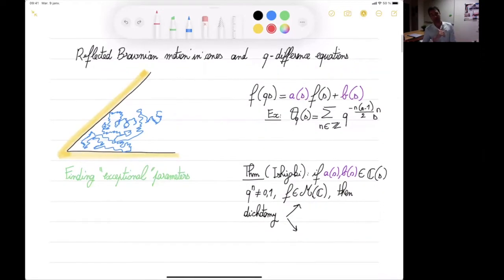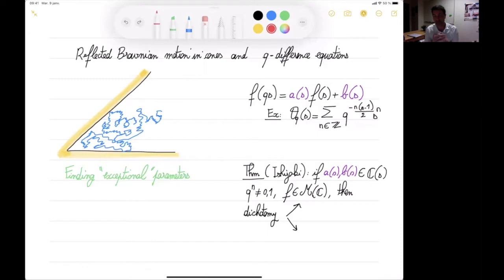So I will speak mainly about some probabilistic objects, so reflected Brownian motion in some cones. And I will try to relate this to some other topic, let's say in pure mathematics, related to Q difference equations. So on the left, you can see a picture explaining just one Brownian path.